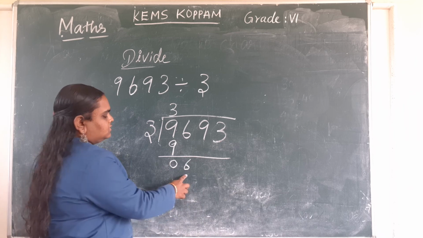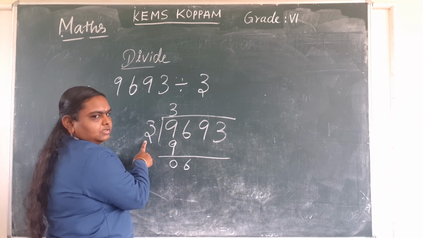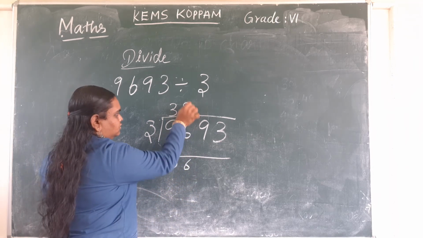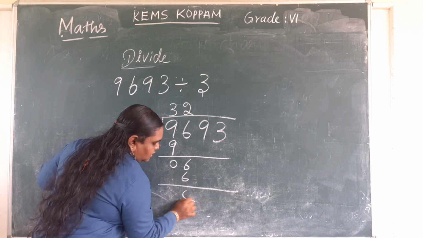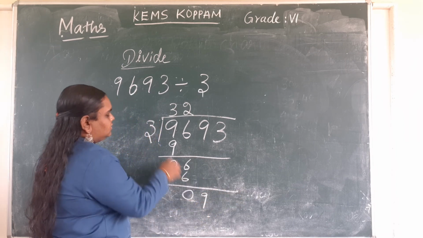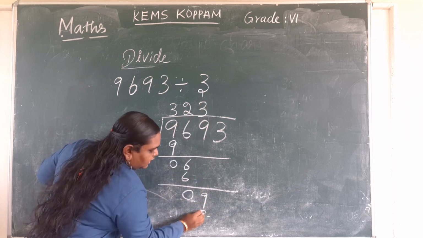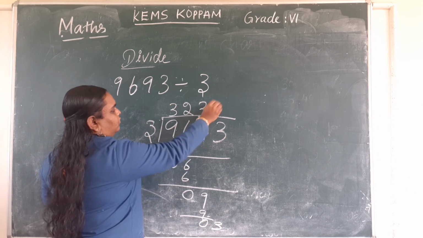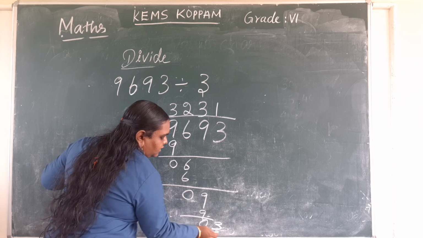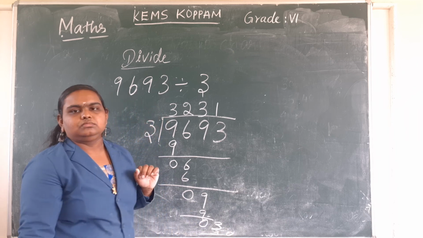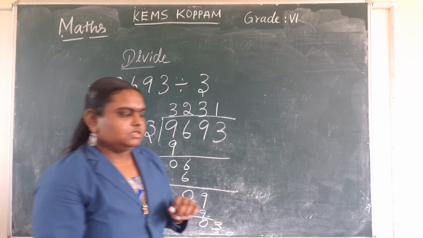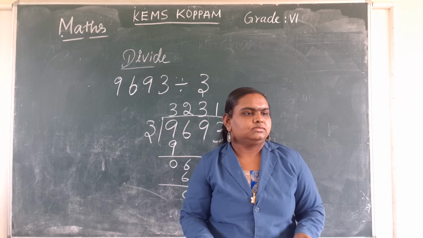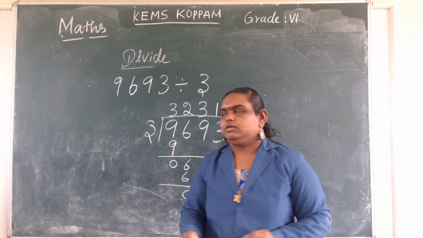So 6, 3. 1 three is 3, 2 threes are 6. So 2 threes are 6, 0. Next number is 9. Then 3 threes are 9, 0. Next number is 3. Then 1 three is 3. It becomes 0. Okay. Is it clear for everyone? Have you all understood?